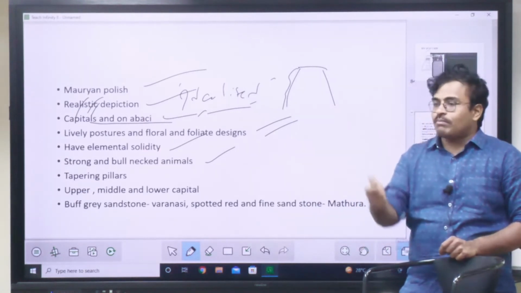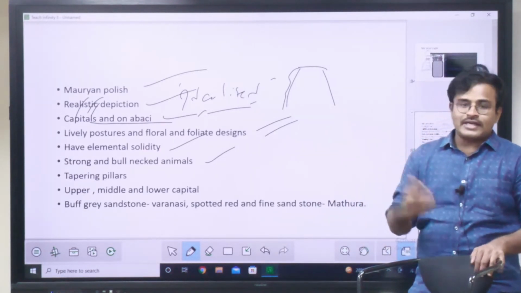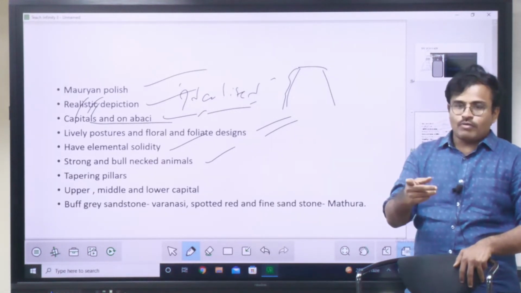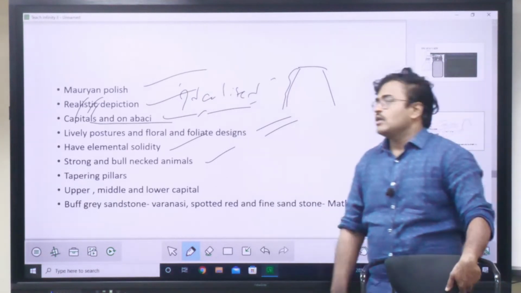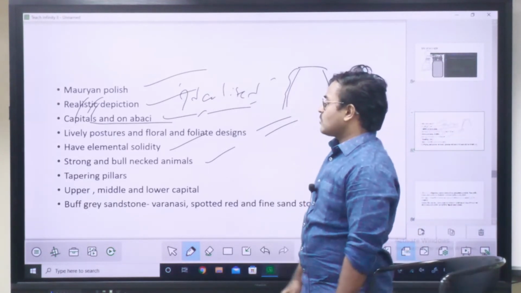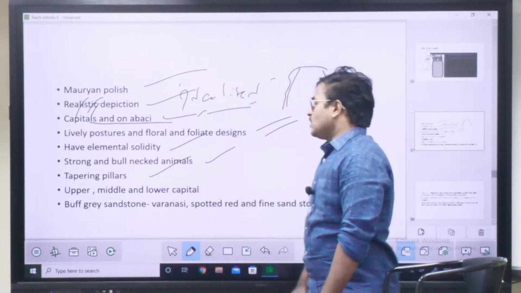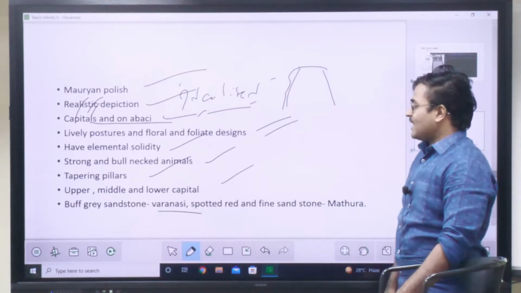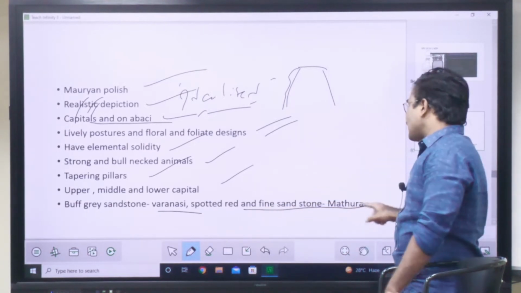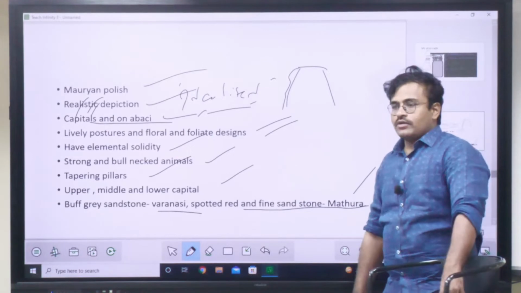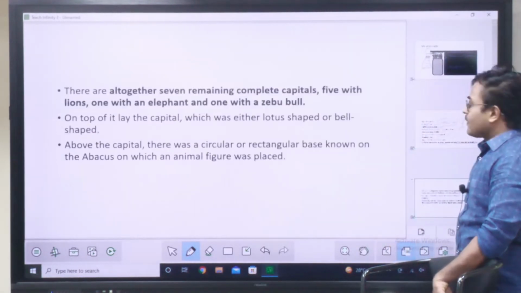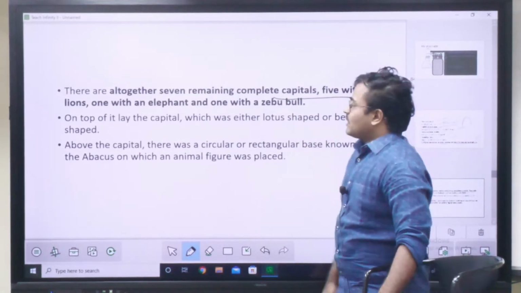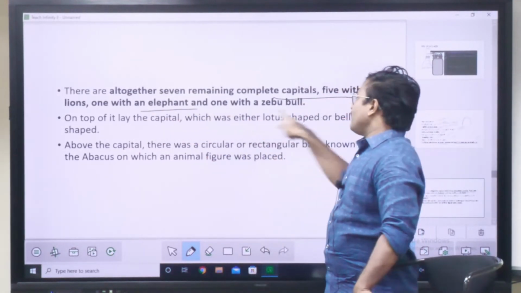You can see the image of the Rampurva bull too. There you can see these bull-necked animals. Bull-necked means very strong. It's not given there, the image of the Rampurva bull, you can check it on your phone. So the images have elemental solidity, strong and bull-necked animals, tapering pillars, and upper, middle and lower capitals are present. The stone used is buff grey sandstone at Varanasi, and spotted red and fine sandstone from Mathura. Two kinds of stones were used, and there are altogether 7 remaining complete capitals, 5 with lions, 1 with an elephant and 1 with a Zebu bull.